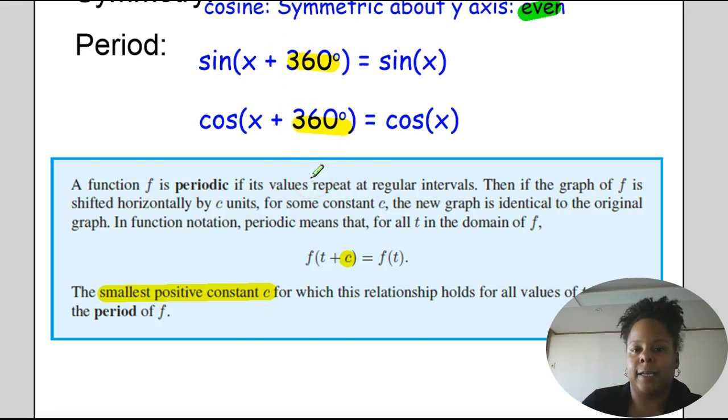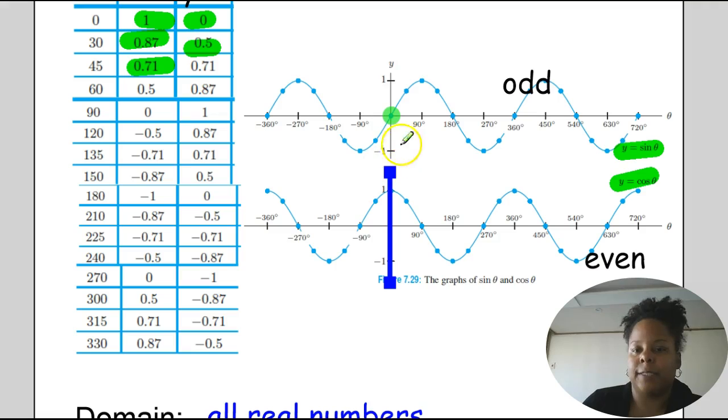The graph repeats itself. The function repeats itself after every 360. Now, some of you may say, oh, it looks like it repeats itself after every 720, and that's correct, but the smallest value is 360.